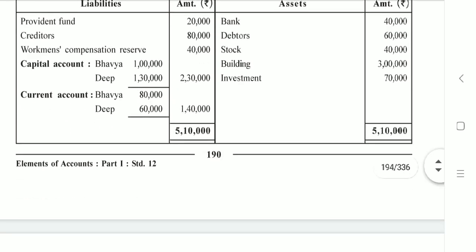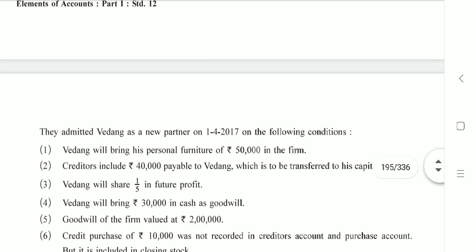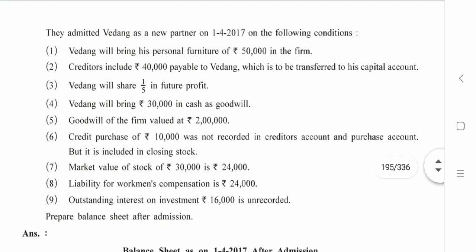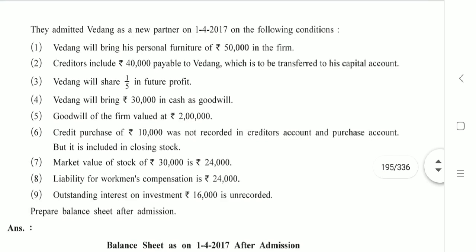In this sum they have not asked us to write down the journal entries, so the question might arise that if you are not writing journal entries, how you are going to post. But that's not the case. You just have to think the journal entry and you have to directly post. All right, so we'll start with the first adjustment.